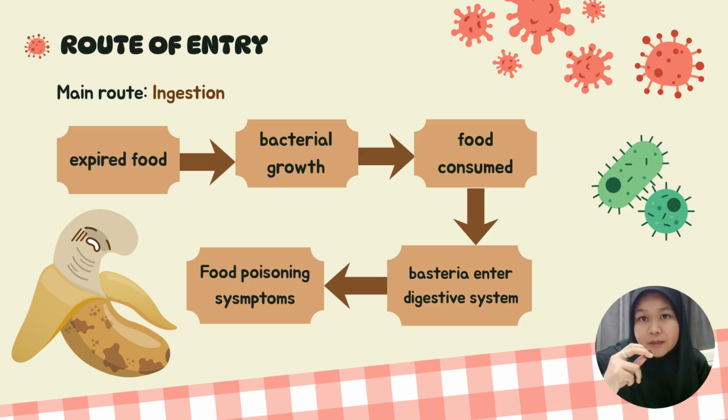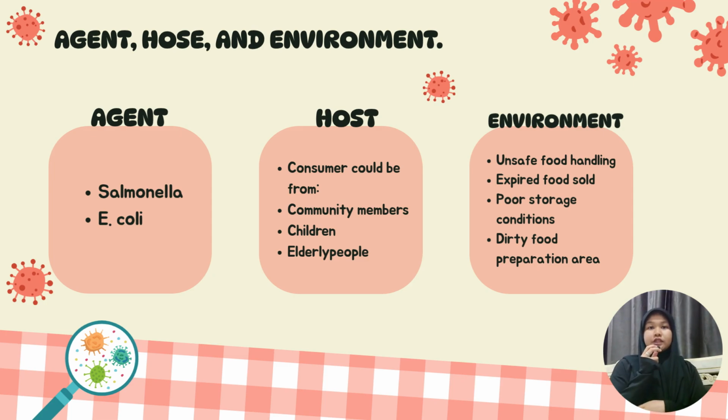We are back again with me. So, as the video displayed, the main route of exposure in this situation is ingestion, which occurs when contaminated food is consumed. Expired food allows harmful bacteria such as Salmonella and E. coli to grow rapidly. Once contaminated food enters the digestive system, it may cause food poisoning and other health problems. The agent involved in this situation is harmful bacteria growing in the expired food.